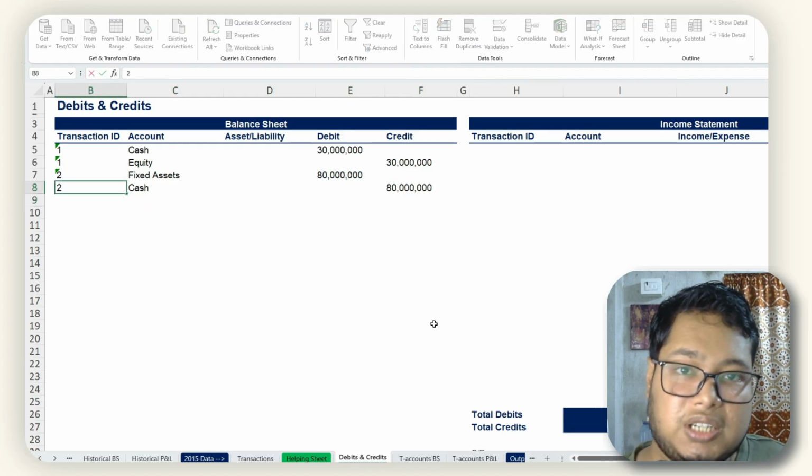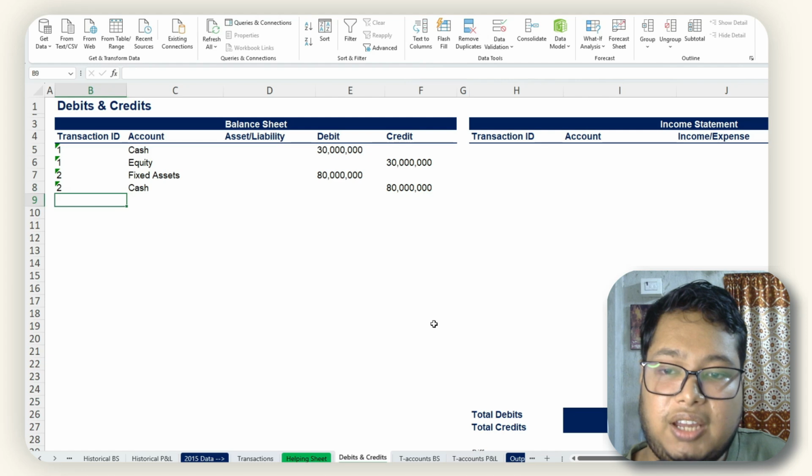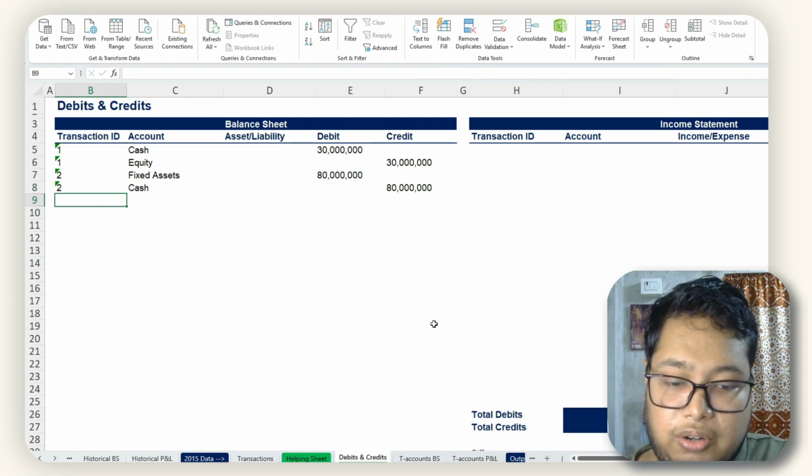The asset purchase is done, but as it said, we have to calculate the depreciation as well, right? So we have to record that as well.